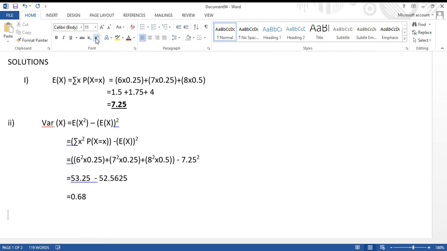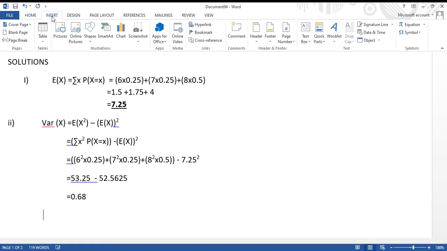Then to get our standard deviation, all right, we have to find the square root of our variance. All right, so standard deviation is represented by sigma or S, whichever. Standard deviation, okay. Let me just insert the square root.